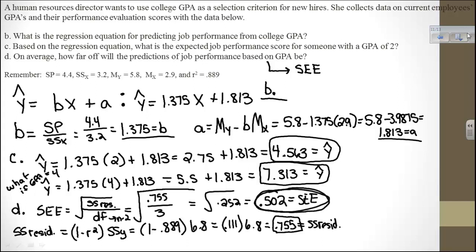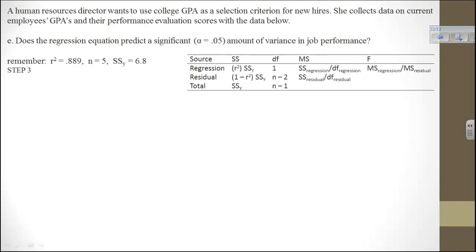All right. So on average, we expect that the performance evaluation score that we predict for somebody based on their GPA will be off by about 0.502 points. That's the standard error of the estimate. Now let's find out if this regression equation is actually significant.